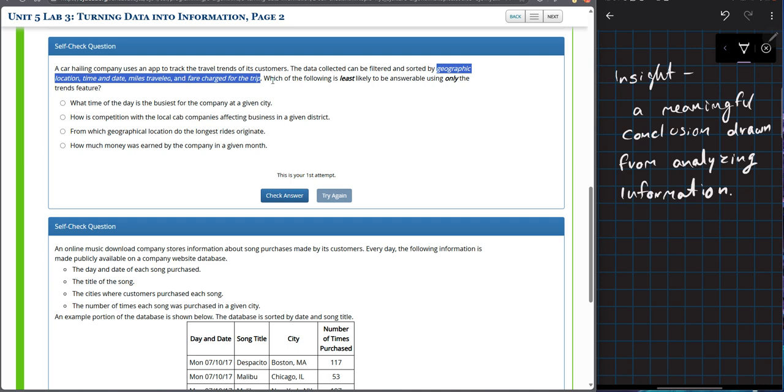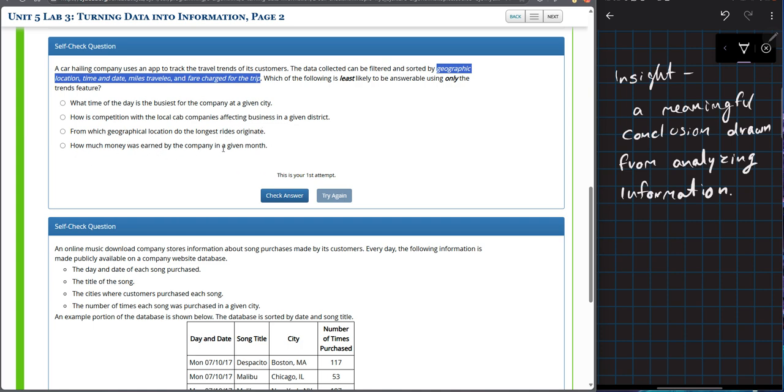How is competition with the local cab companies affecting business in the given district? Because we know the charge and the locations, so we know the district, where they are, and how much they're making. So I think that's a yes. The only thing is competition, so we don't know competition, so that's also a maybe. From which geographical location do the longest flights originate? We know the miles traveled and the location, so that's a yes for sure. So this is not our answer.